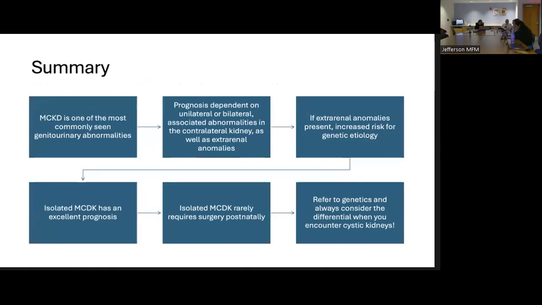So in summary, MCDK is one of the most commonly seen genitourinary abnormalities. The prognosis is dependent on if it's unilateral or bilateral, if there are associated abnormalities in the contralateral kidney or extrarenal anomalies. If there are extrarenal anomalies present, there's certainly an increased risk for genetic etiology. Isolated MCDK has an excellent prognosis and rarely requires surgery postnatally. You should refer all patients to genetics and always consider the differential when you encounter cystic kidneys.